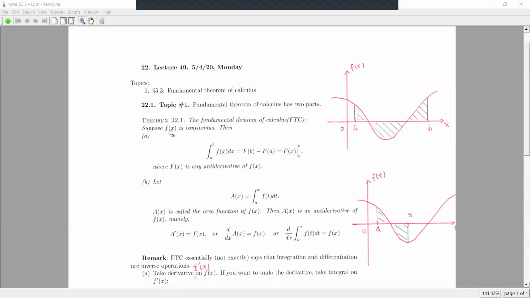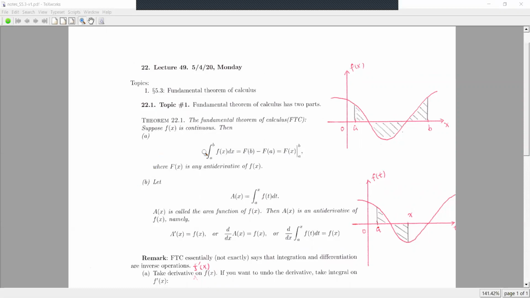Suppose function f is continuous. This is the condition to use this theorem. If a function is not continuous, fundamental theorem doesn't hold. We don't have fundamental theorem. So this is the condition to use this theorem. This theorem has two parts, part A and part B.